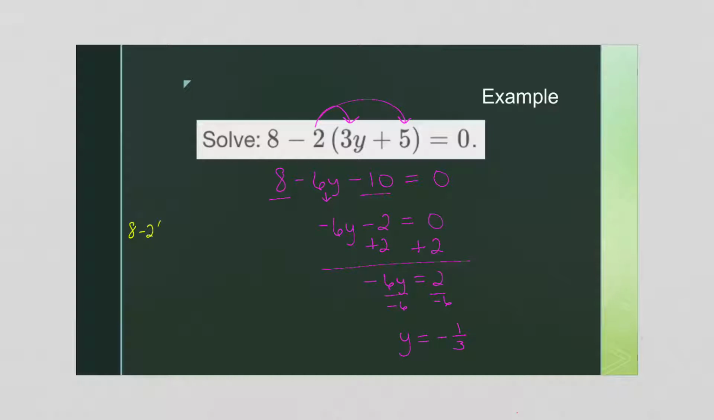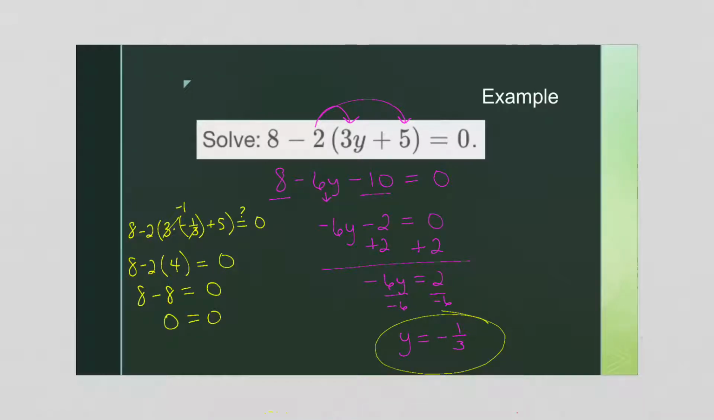8 minus 2, 3 times negative 1/3 plus 5. Does that equal 0? So 3 times negative 1/3 is negative 1. So I've got 8 minus 2 times negative 1 plus 5 is 4. 8 minus 8, I get 0 equals 0. Yep, that works.